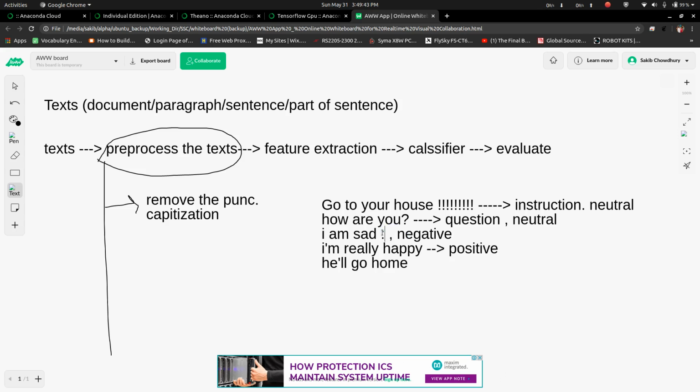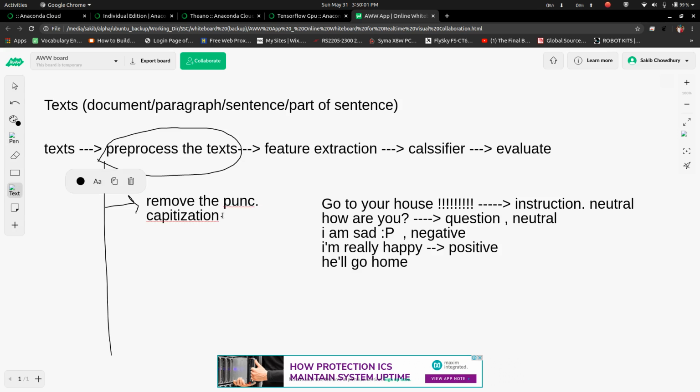If I do it like this, it means he's joking. So these emojis bear a very important role when it comes to sentiments. So we have to process these emojis, and we have to consider how we are going to plan on considering these emojis. It's a very important task. So we have to handle the emojis. How we are going to do it, we'll see in the later videos.